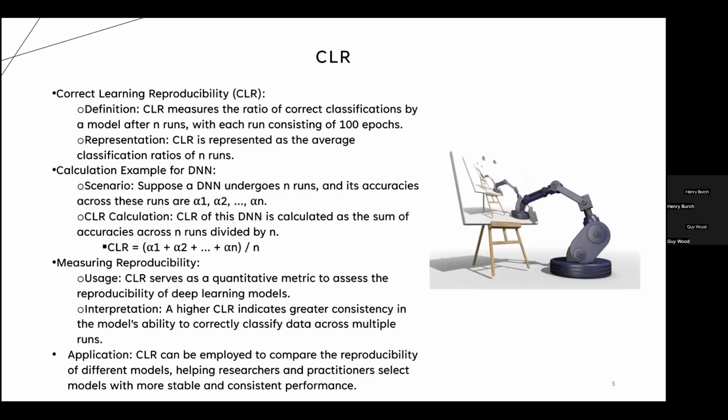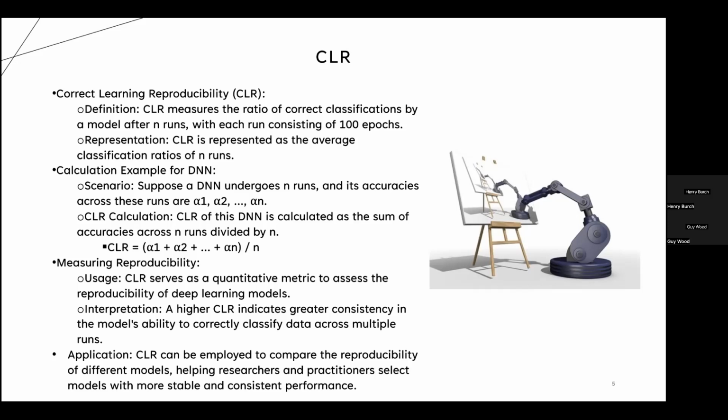So here's a scenario, which is our example for a DNN. Suppose a DNN undergoes n runs, and its accuracies are accuracy 1, accuracy 2, all the way through accuracy n. The correct learning reproducibility, or CLR, of this deep neural network is calculated as the sum of every accuracy divided by the total number of runs. So as you see, it's alpha 1 plus alpha 2 plus dot dot dot alpha n, all divided by n.